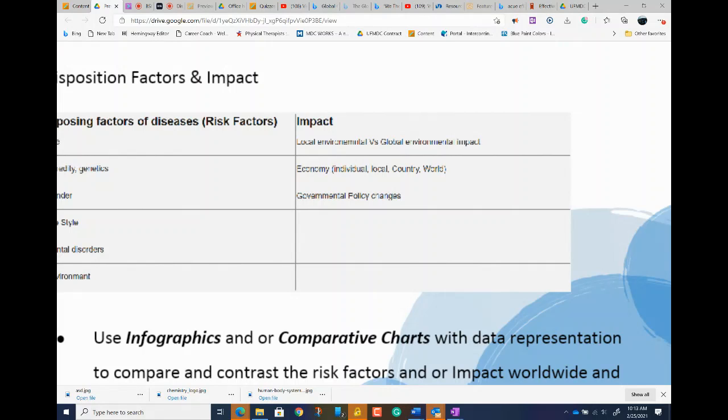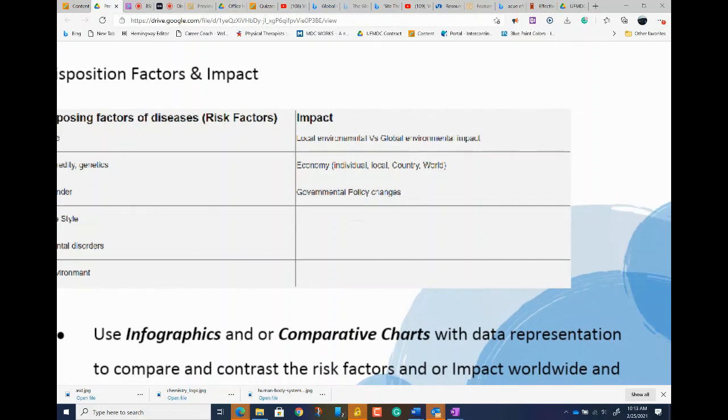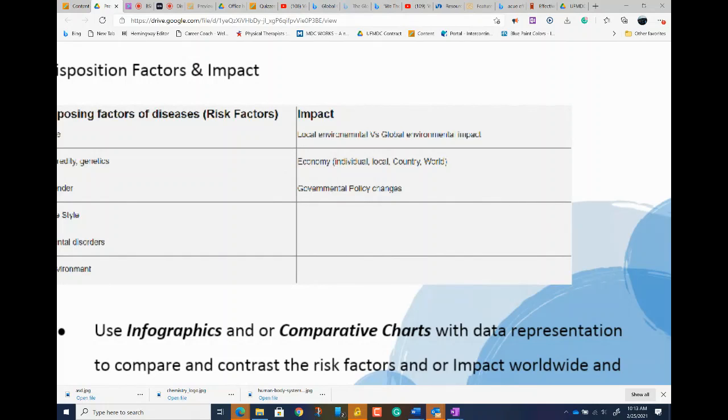So local, environmental, or global impact. Based on these chemical structures, like we said before, are you impacting the environment locally or the whole world? How does that chemical affect the world overall? Okay. Economy. We talked about the economy, right? That's the impact. We talked about economy.